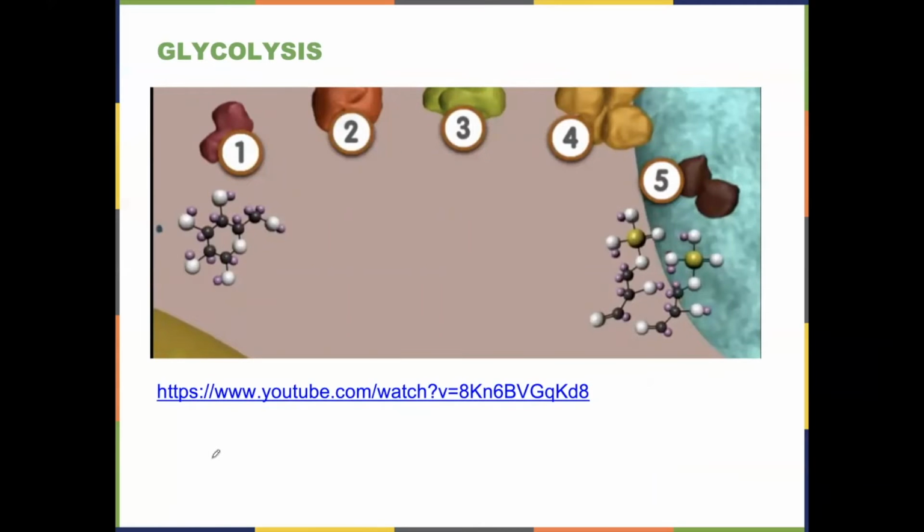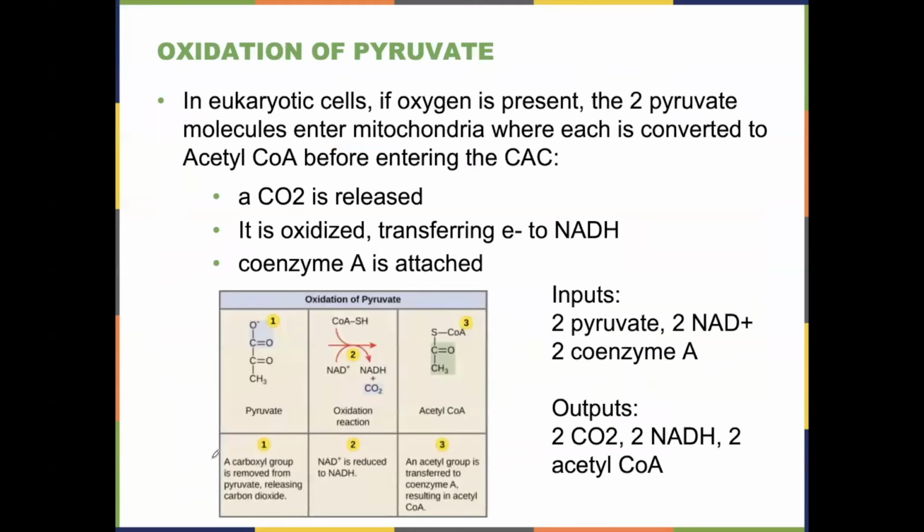Here's a video that illustrates what we've just talked about with glycolysis. The next main step of breaking down glucose, again, is what is called the citric acid cycle. But before we get there, there's a few reactions that need to take place to prepare us for that. And that is what is called the oxidation of pyruvate. Now, notice that this is actually where this process enters the mitochondria for eukaryotic cells.